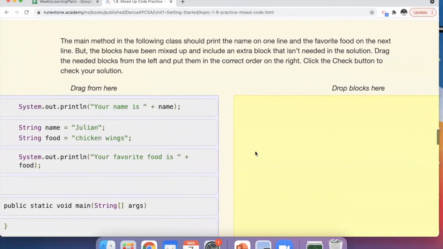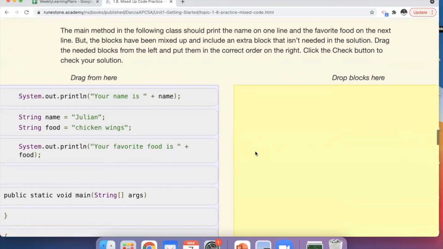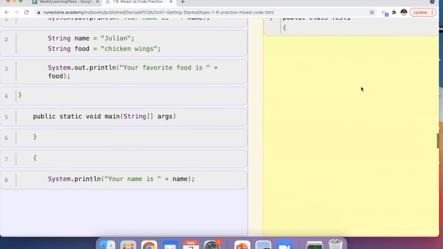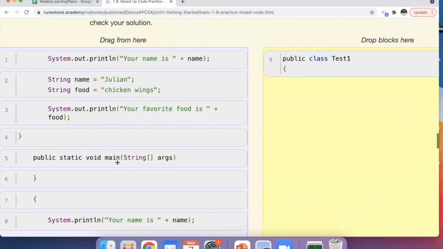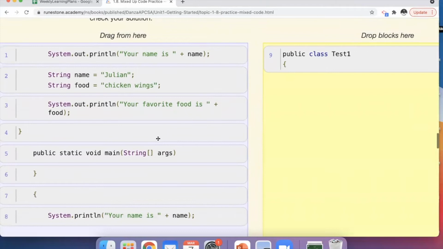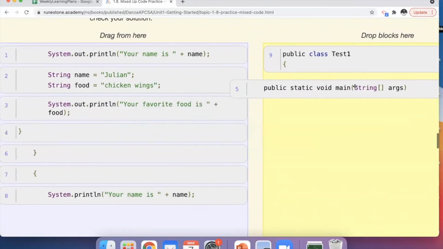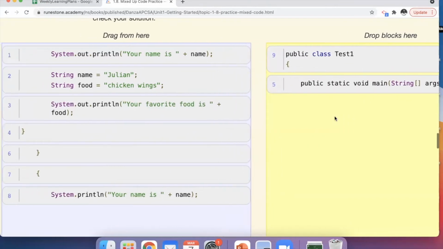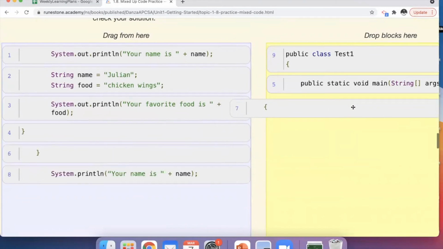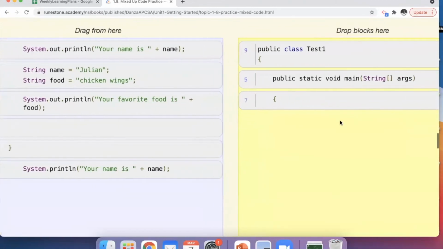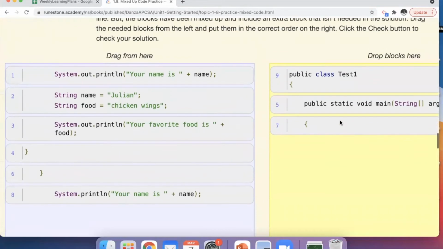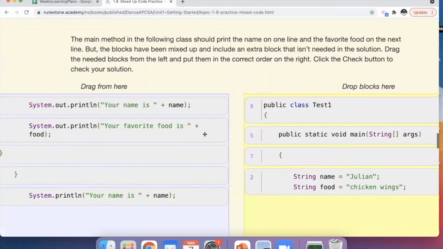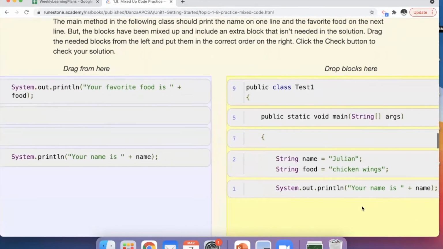The main method in the following class should print the name on one line, the favorite field on the next line. All right. They've given us more blocks now. Open the class. Public static void main String args. And then we've got to open it. And then we want to declare our variables and initialize them. We want to print them out.